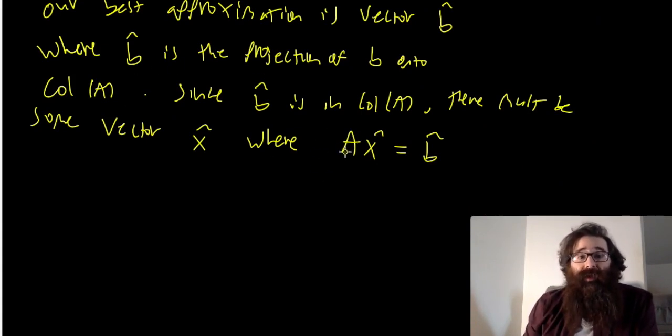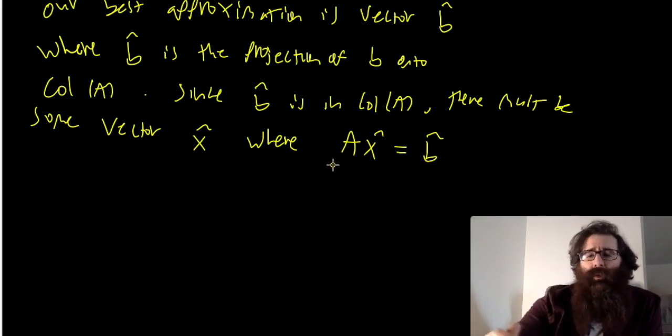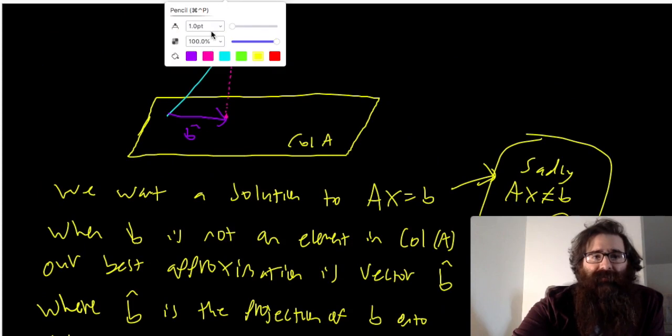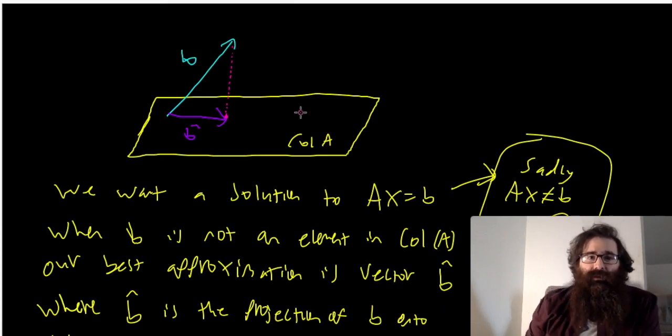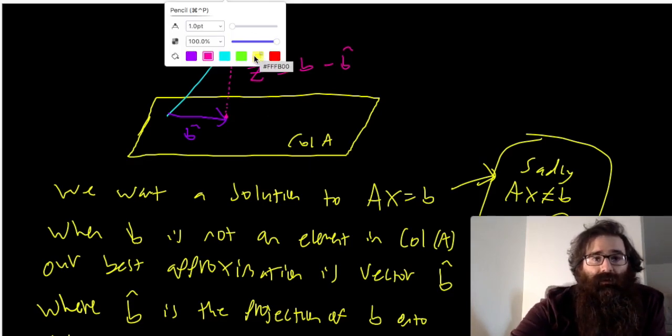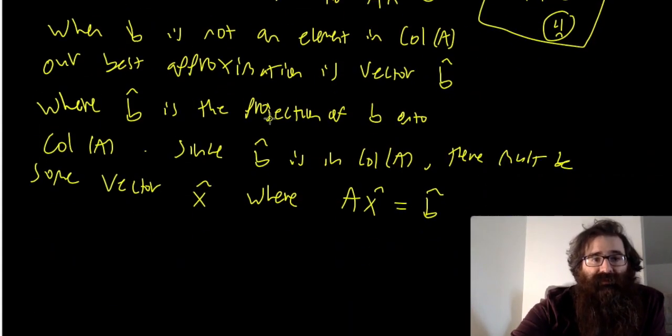So, okay, so I can do this. Something I want you to notice, though. This pink dotted line that I have here, let me just call this something. I'm going to call it, usually we call it z, so I'm going to do that. This pink dotted line, thinking of it as a vector, is given by b minus b hat. And I want you to notice that this vector z is orthogonal to the column space of A.